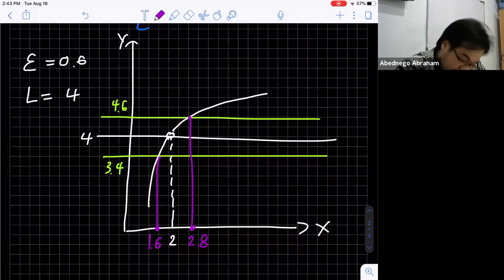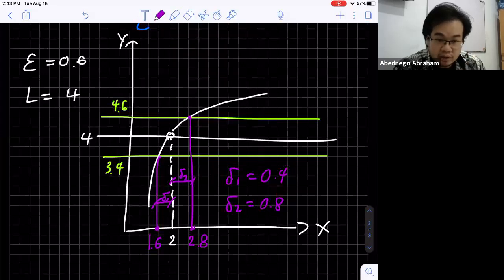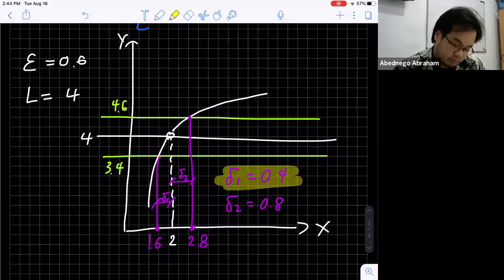Okay, so the delta for this one and the delta for this one in this case are different. The delta 1 will be equal to 2 minus 1.6, which is 0.4, and the delta 2 is equal to 2.8 minus 2, which is 0.8. Okay, so now which delta should we choose to keep the limit valid? Yeah. So the one that we need to choose is the one that is smaller, which is 0.4.